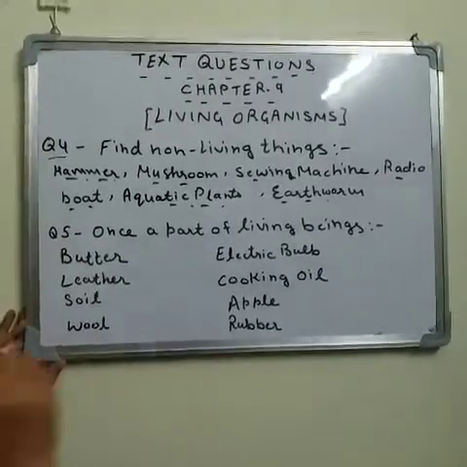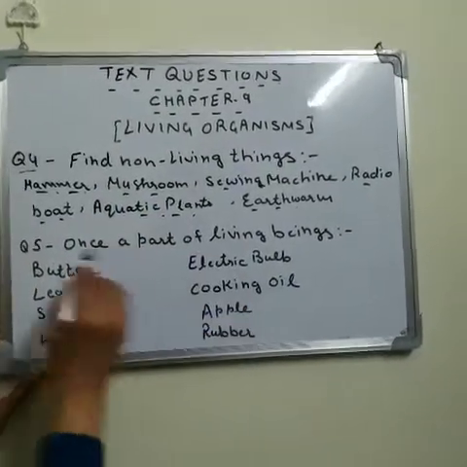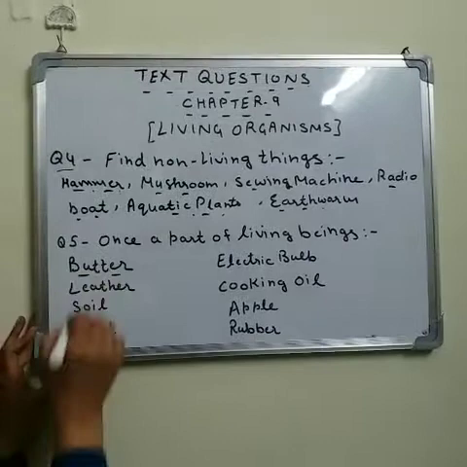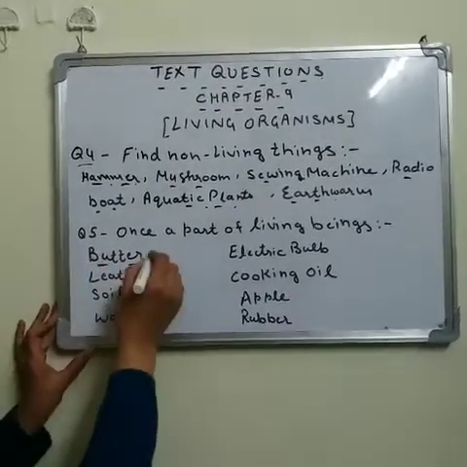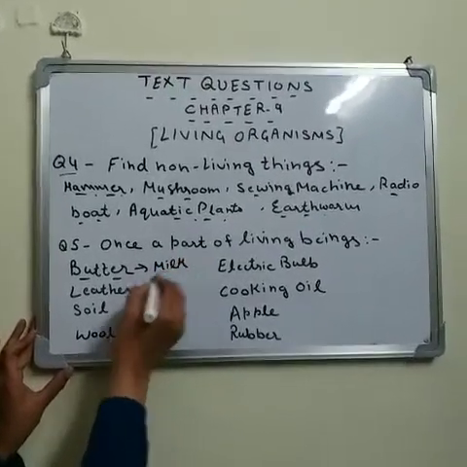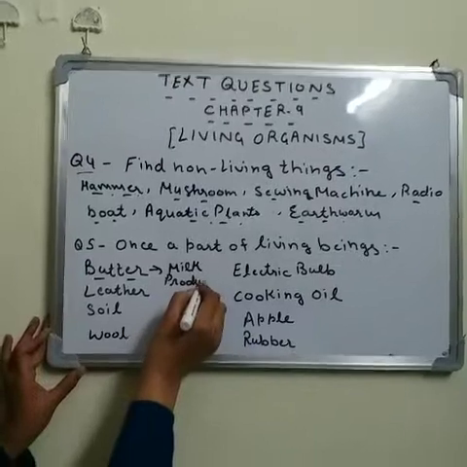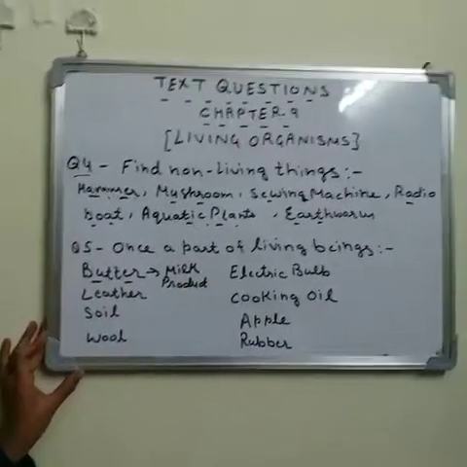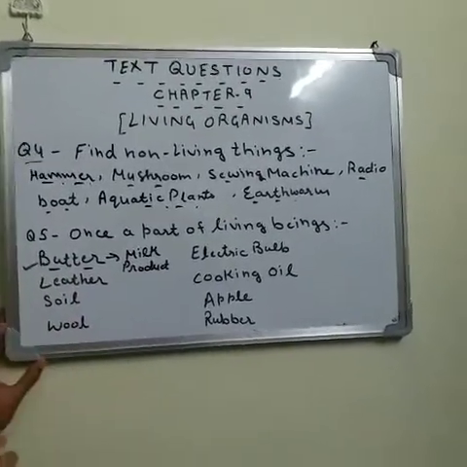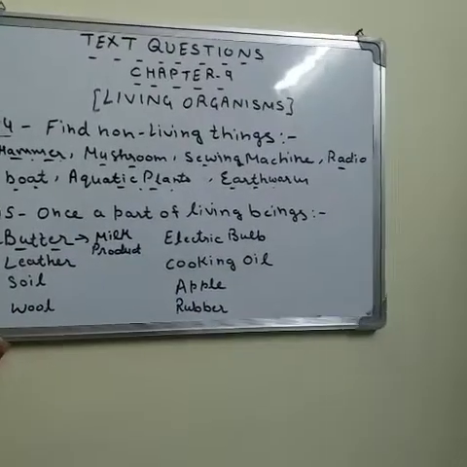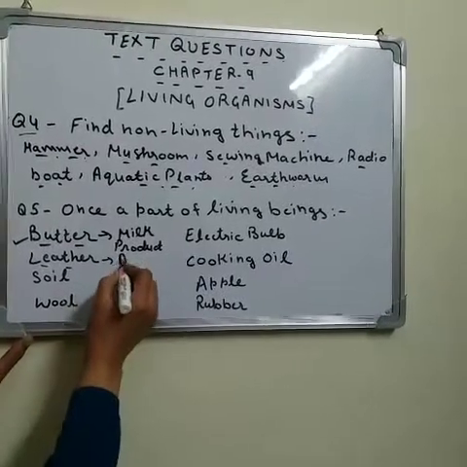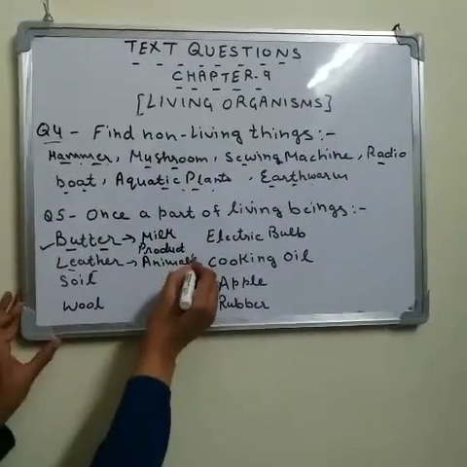Okay, now the next one is for you. Out of these objects, which were once a part of living beings? For example, the first one is butter. Butter is a dairy product, or you can say a milk product. We obtain butter from milk, and we obtain milk from animals. So butter was once a part of living beings, that is, animals. Now the leather. We obtain leather from animal skin.